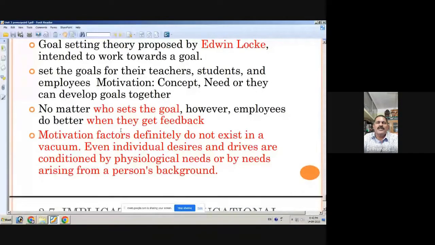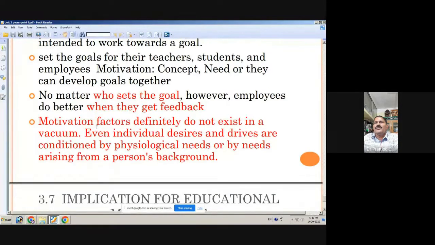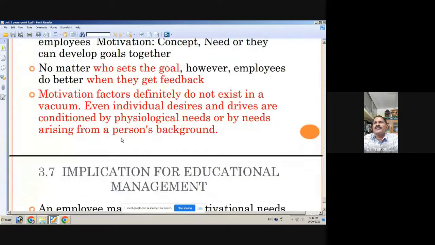Because after setting the goals, we have to find out the objectives. When we find out the objectives, they will be achieved step by step to reach the goal. That is how we get the feedback to know our failures and successes.